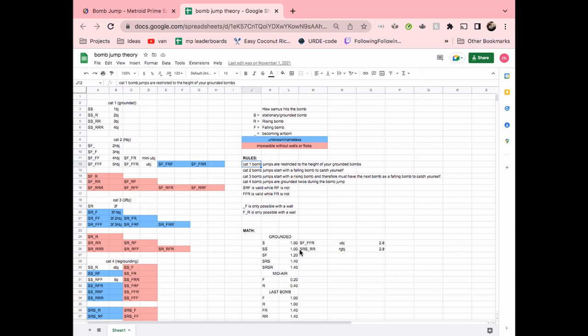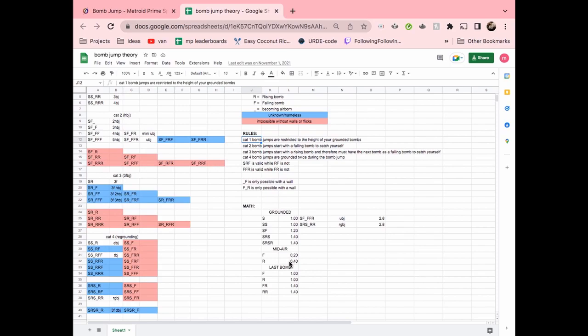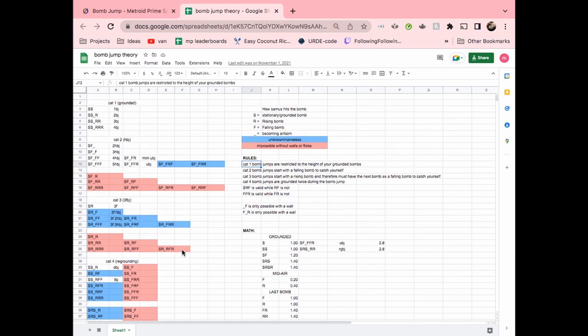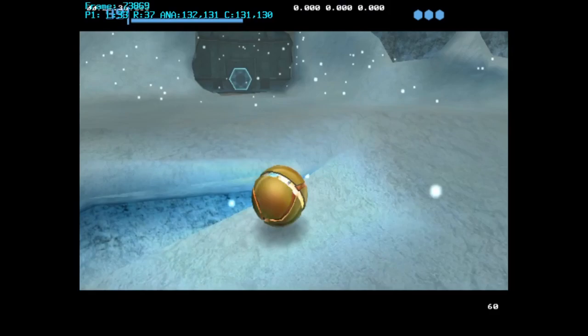SS is 1 mid-air, but it is our last bomb, so an R would be worth 1. So SS plus R, this would be a bomb jump of max height 2. Okay, so as you can see, these bomb jumps aren't going to get any higher. Why is that? Well, you're restricted to the height of your very first bomb.